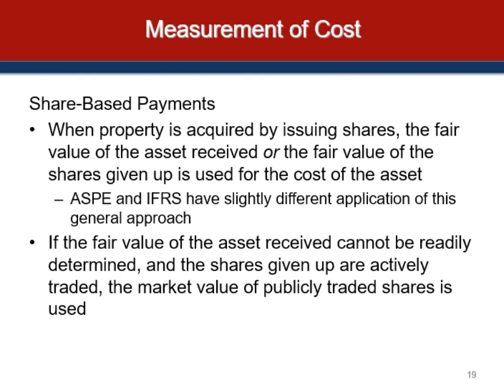IFRS allows using the fair value of the shares only if the fair value of the assets can't be determined, whereas ASPE allows whichever one is more reliably determinable. So IFRS says you need to determine the fair value of the asset itself. The fair value of the shares is somewhat dependent on the value you set for the property you're buying. So in that sense, the risk of public company manipulation of values is significant for IFRS and less so for ASPE. So that might be one reason for the distinction between the two.